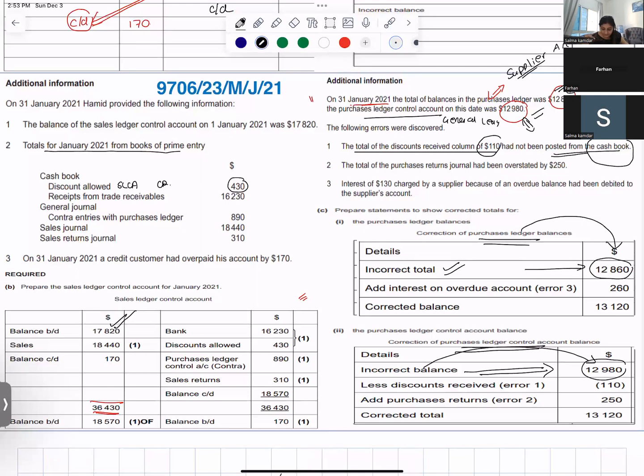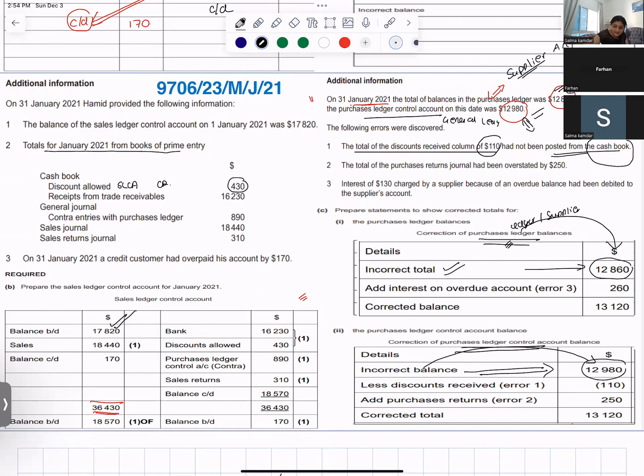Because the first thing it says is discount received, so that's why I'm thinking it's going to be the PLCA. Okay. The cash book is something which is both a journal as well as a ledger. Are you with me? If something has to happen in the purchase ledger, they should tell us, they should mention ledger or supplier account. If they've not mentioned it, I will put it directly in the PLCA.